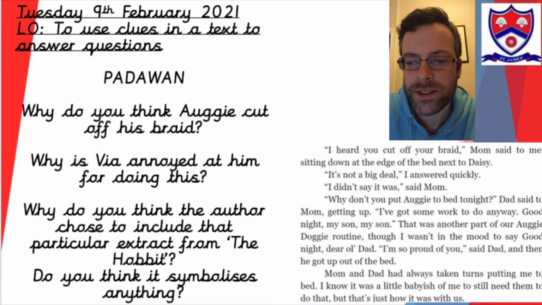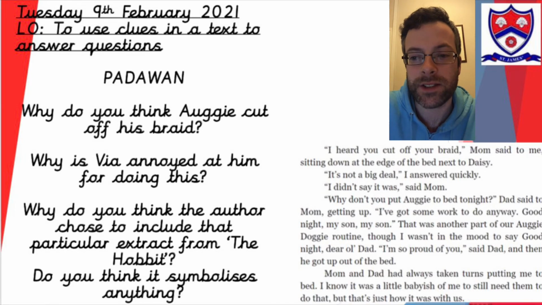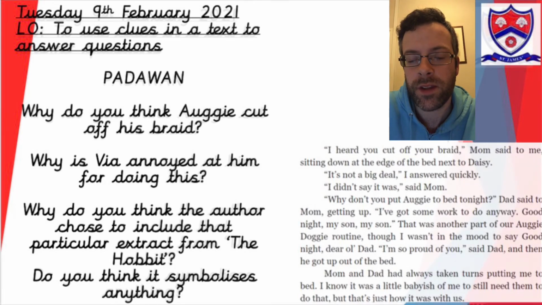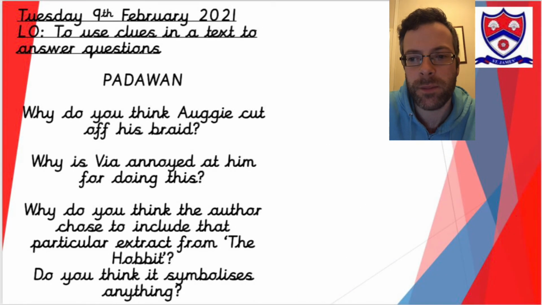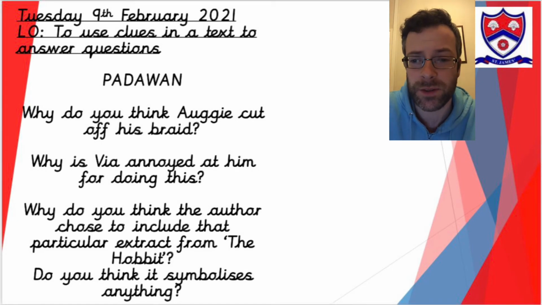Mum and Dad had always taken turns putting me to bed. I know it was a little babyish of me to still need them to do that, but that's just how it was with us. Will you check on Via? Mum said to Dad as she lay down next to me. He stopped by the door and turned around. What's wrong with Via? Nothing, said Mum, shrugging. At least that's what she would tell me, but first day of high school and all that.